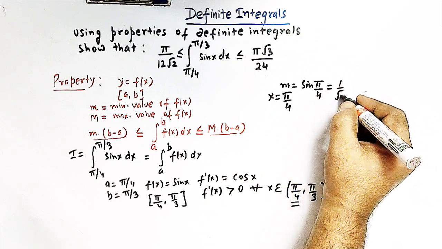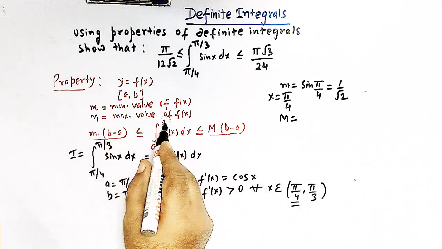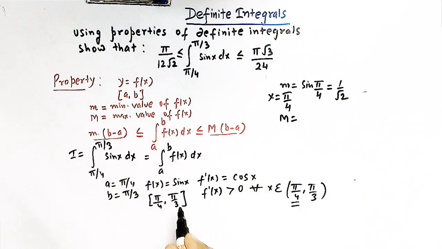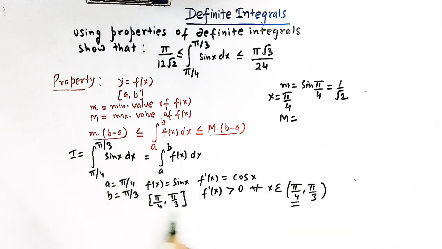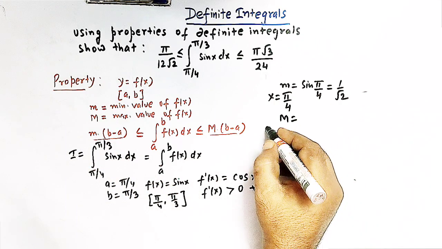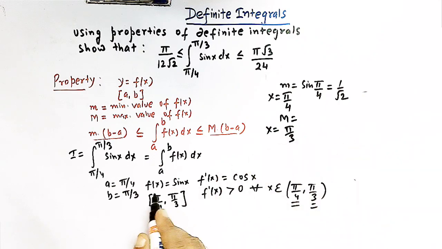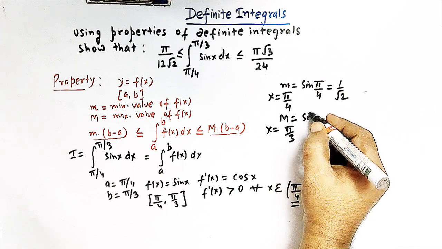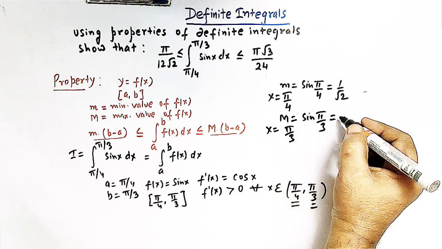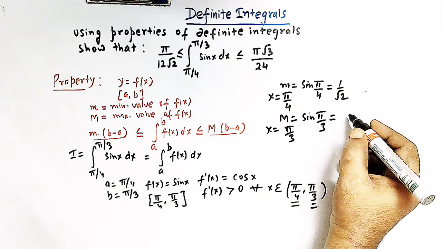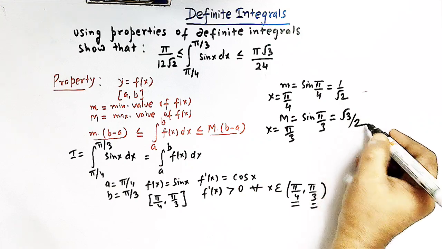So this is 1 over square root of 2, and the value of capital M is the maximum value of f of x. So the value of capital M can be obtained by taking x is equal to pi by 3 in the function f of x. So here we have sine pi by 3, and this is sine 60 degrees, and sine 60 degrees is equal to square root of 3 over 2.